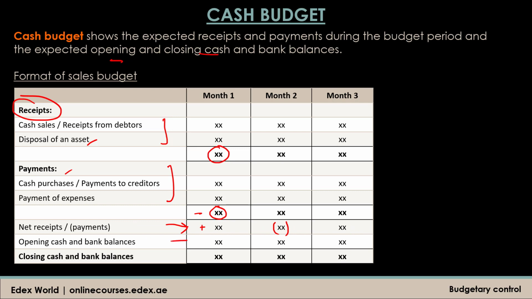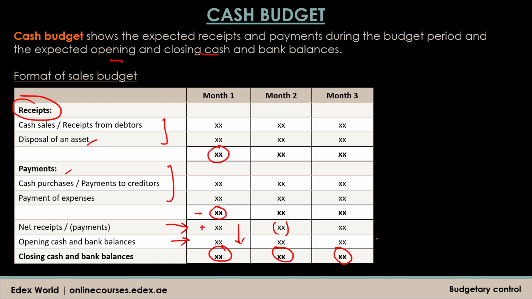Then we will consider the opening balance of cash and bank at the beginning of the period. Once we add the net receipts or payments to the opening balance, what we get at the end is the closing balance, and that is a very important part of the cash budget, because every business wants to know how much its expected closing balance of cash and bank will be during the budget period.